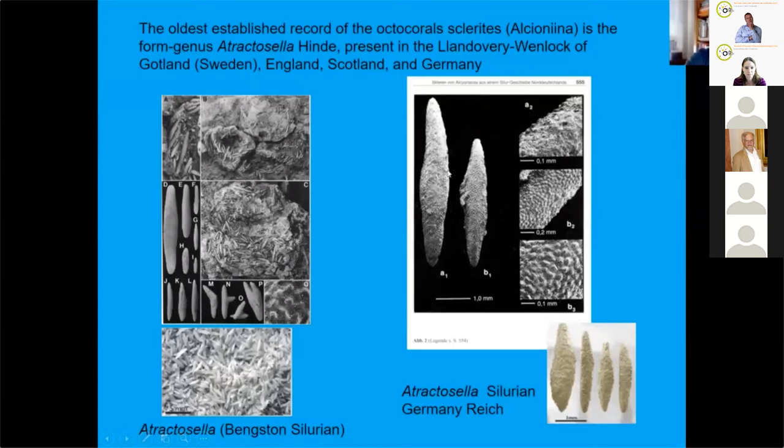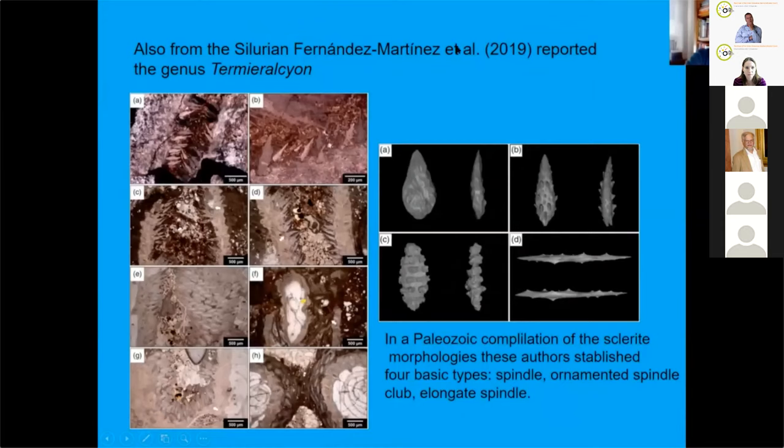They are typical forms, elongated, fusiform, with small granules as ornamentation. More recently, Fernandez Martinez and colleagues in 2019 reported the genus Telmilration, represented by small sclerites in some kind of organic connection attached to a big calcareous coral. They made a Paleozoic compilation of the sclerite morphologies, and these authors established four basic types: the smooth spindle, the spindle ornamented with spines, the club-shaped forms, which are more ornamented, and the elongated spindle form.